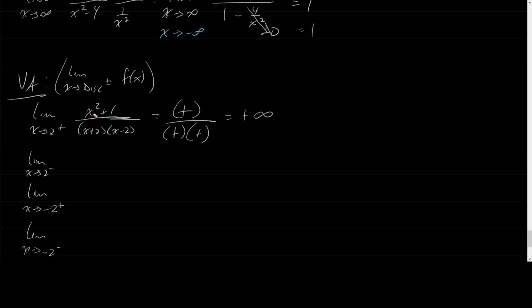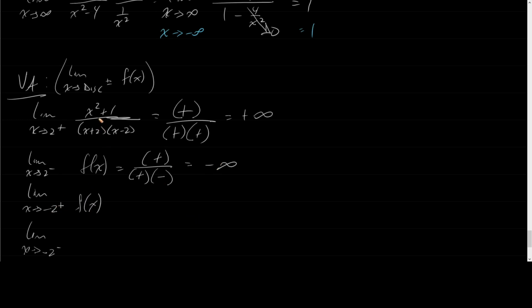Next one, 2 from the left. We already know that the numerator is always positive, right? And I should not do such a horrible job of notation. There we go. Better. This way I don't have to copy this entire thing down. It's just f of x. So the numerator, we just said, is always positive. The denominator, 2 from the left, something like 1.9: 1.9 plus 2, positive. 1.9 minus 2, negative. Overall, negative.